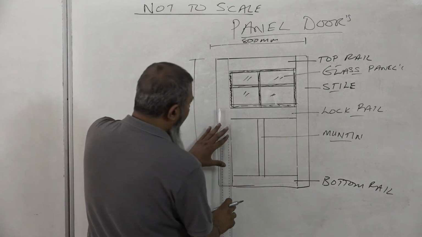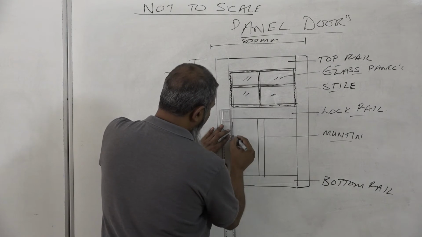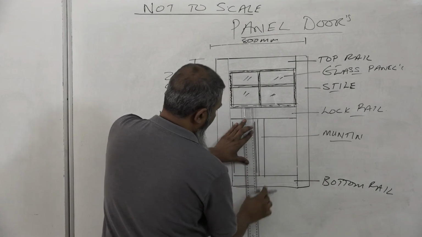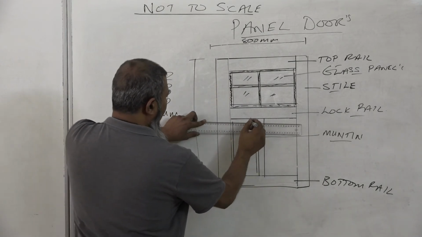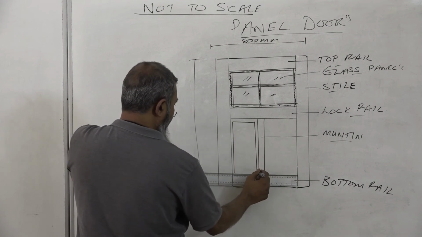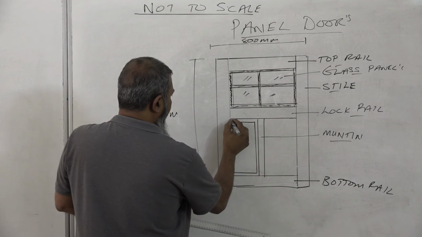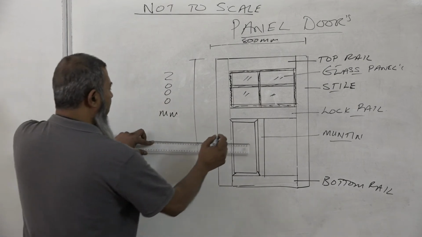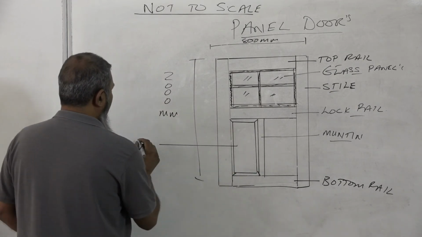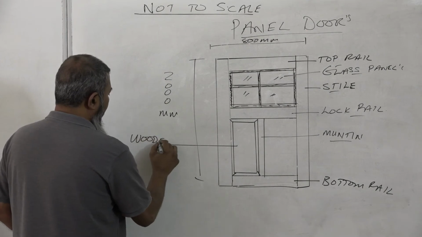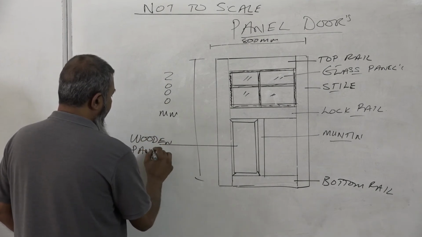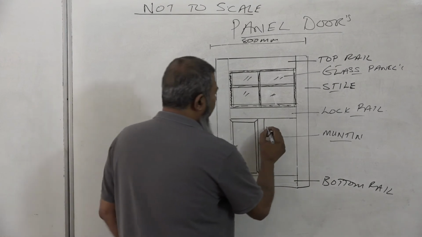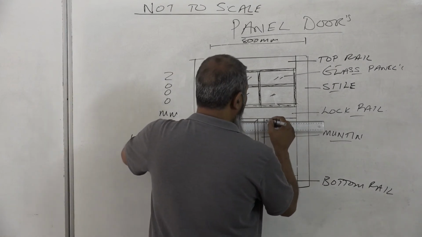Going further, we place our wooden panels in here, which is held together by the muntin. So this here would be my wooden panel. So we've got one wooden panel, we can do a second one here as well. Same thing would apply.